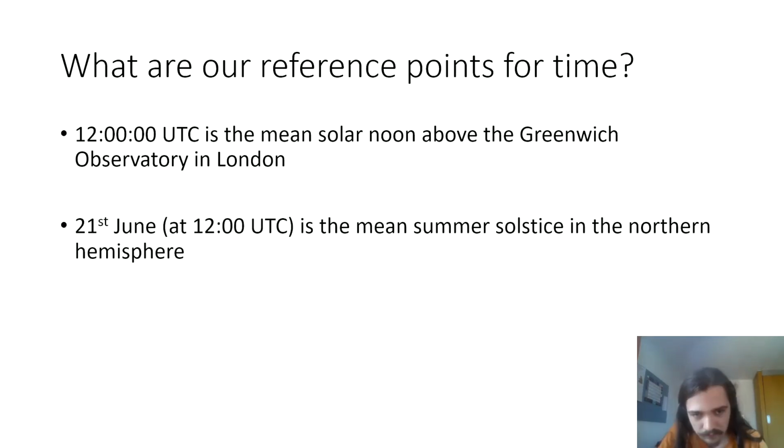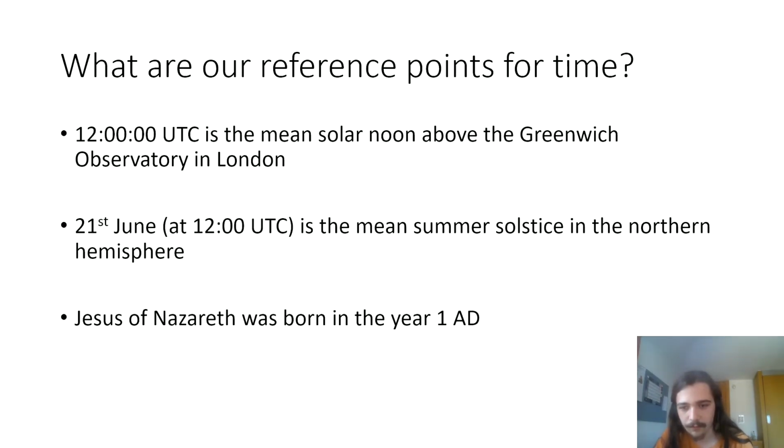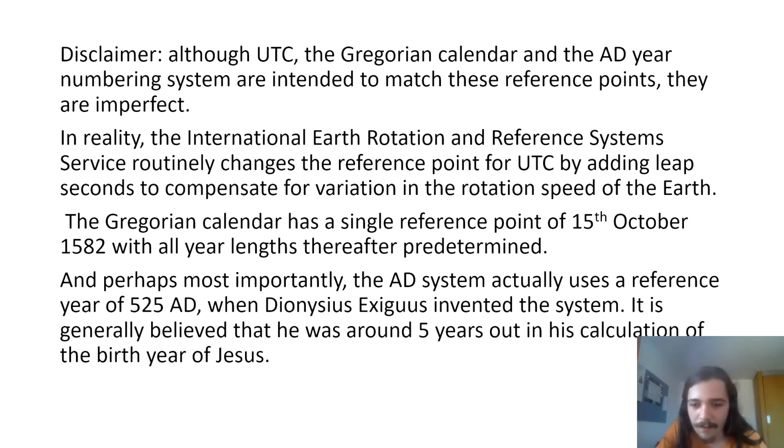And then in terms of a year, the 21st of June at 12 o'clock UTC is the mean summer solstice in the Northern Hemisphere. Again, the summer solstice does not always occur exactly on the same day, but if we take an average across all years, then it should be 12 o'clock midday on the 21st of June. And then for the calendar, the base year is the year of the birth of Jesus. There are some disclaimers here that these are not actually technically correct. They're supposed to be roughly correct, but if you want to be pedantic, you can read this slide. It will tell you what the actual basis of our system of time is.